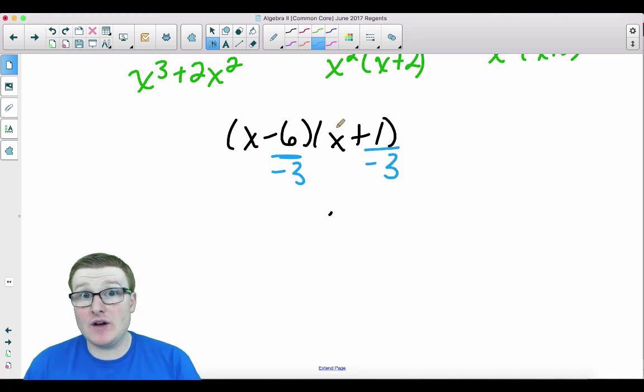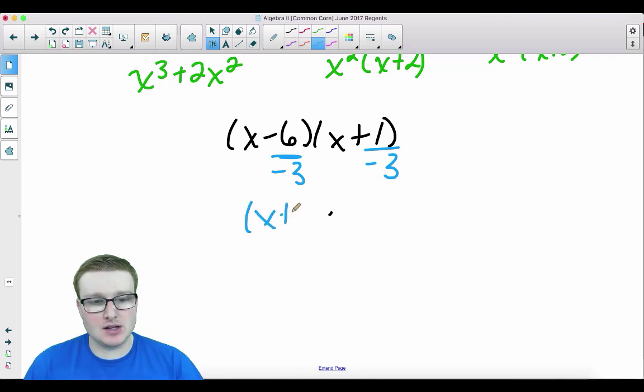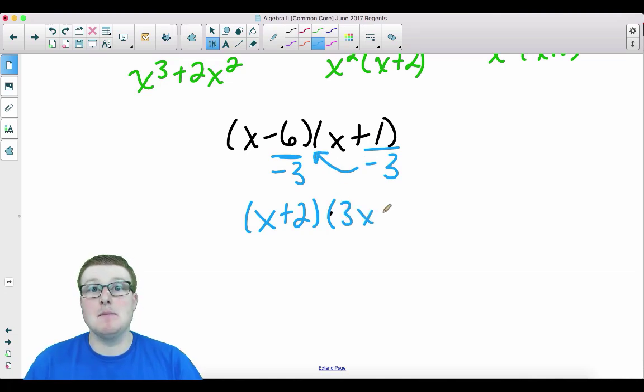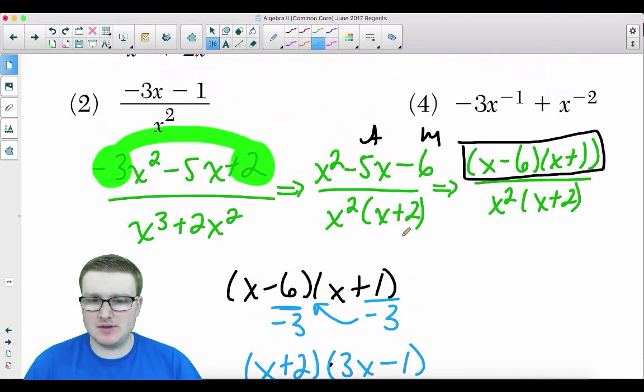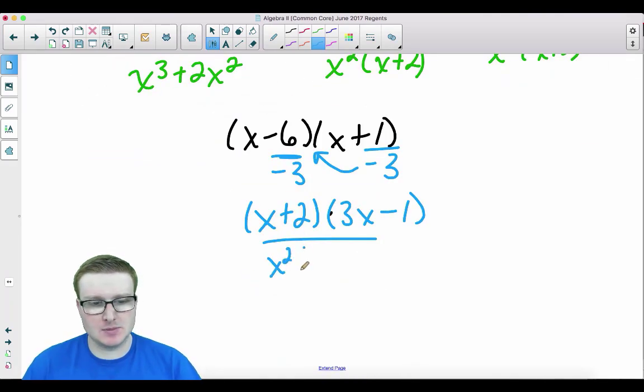Okay, if it simplifies, great. If it doesn't, we got to move it up front. So these simplify to x plus 2. And this, we got to simplify. We got to move that 3 up front. This becomes 3x minus 1. All I did is I just took that negative and moved it up to the negative 1. That makes the most sense. And we're just going to continue the problem. Divided by x squared, x plus 2.